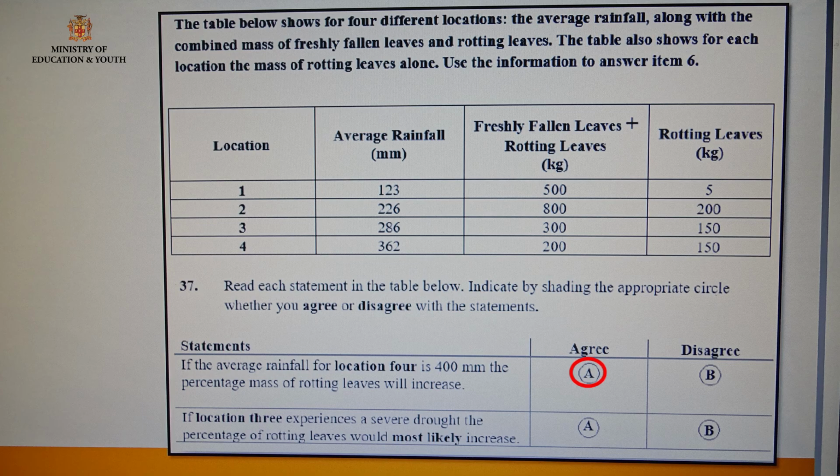Now let's look at the second statement. If location 3 experiences a severe drought, the percentage of rotten leaves would most likely increase. Again, the key words we're looking at are percentage and most likely increase. Location 3 has a good amount of rainfall. If it experiences drought, and notice it says severe drought, it means the rainfall would decrease significantly. Now look at the amount of rotten leaves compared to the total amount of leaves. Would the percentage mass of rotten leaves increase? Highly unlikely, because we see that there are very few rotten leaves when the rainfall is below 200 millimeters. So our answer would be B. We would actually disagree with that statement.